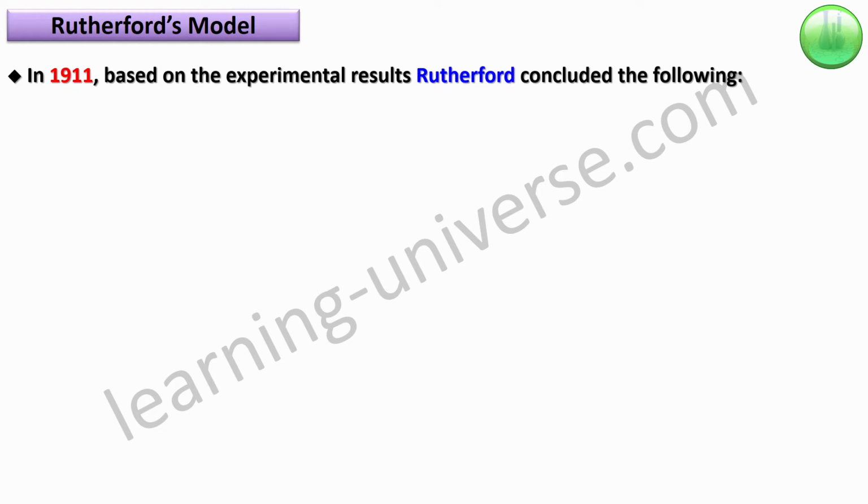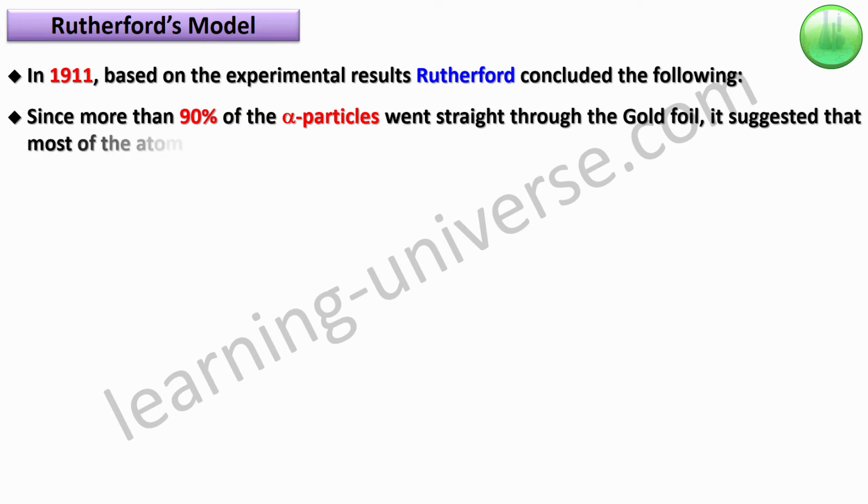Rutherford's model, based on these results, was the following. He said, since more than 90% of the alpha particles went straight through the gold foil, it suggested that most of the atom is empty space. But there were deflections, and these deflections were happening on alpha particles that were traveling almost close to the speed of light. And therefore he said the entire positive charge is concentrated at one point. And since the deflections were equal on either side, he expected the positive charge to be right at the center of the atom.